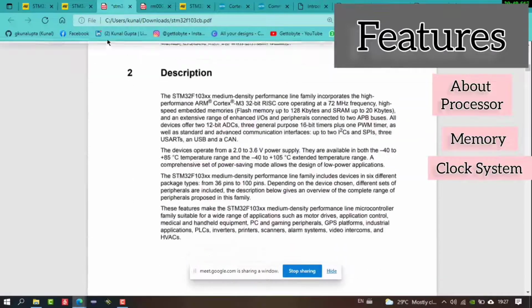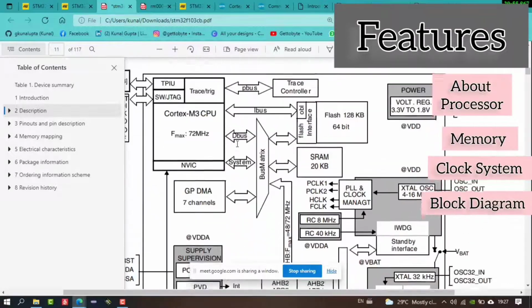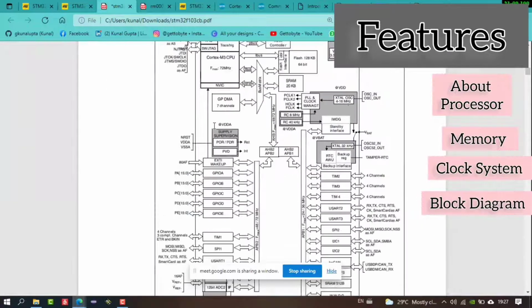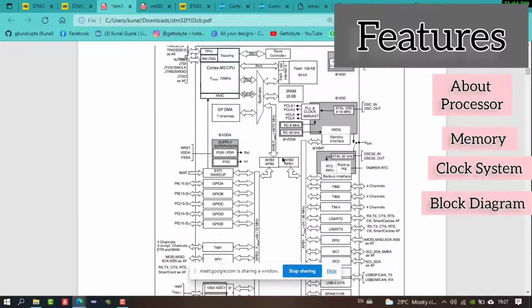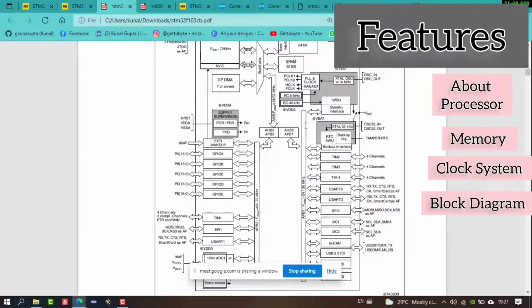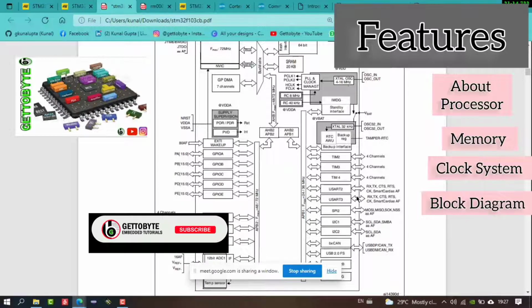And then comes this block diagram. If you look at the block diagram of our STM32 for the first time, it will look very complex, but it is very simple. The blocks which you can see here are the peripherals: Timer 2, Timer 1, Timer 4, USART1, USART2, SPI, I2C. All these are the peripherals.